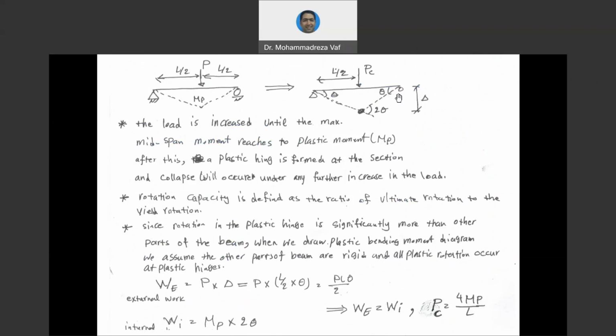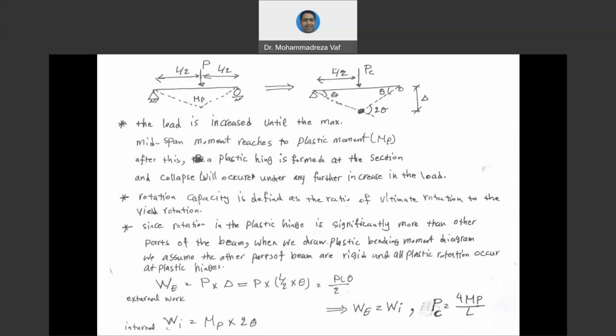Here, our support condition is pin and roller, and the beam is considered to be a determinate beam. If you remember, just now I said to you that plastic analysis is going to be more useful when we have an indeterminate beam. And indeterminate beam is more suitable for application of plastic analysis.